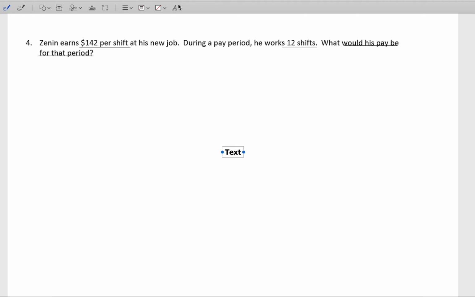So in order to remind myself of what I'm trying to solve for, I'm going to write my sentence out first. I'm going to say blank would be Zenon's pay for that period. And that's just going to help me remember what it is that I'm solving for.